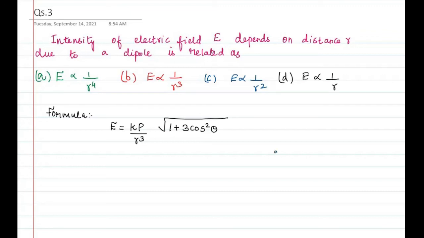So let there be two charges, minus Q and plus Q, and at some distance r from here, we have to find the electric field due to this dipole, and this could be the formula. From this we understand that the electric field and distance are inversely proportional, proportional to 1 by r cubed. So the option will be B.